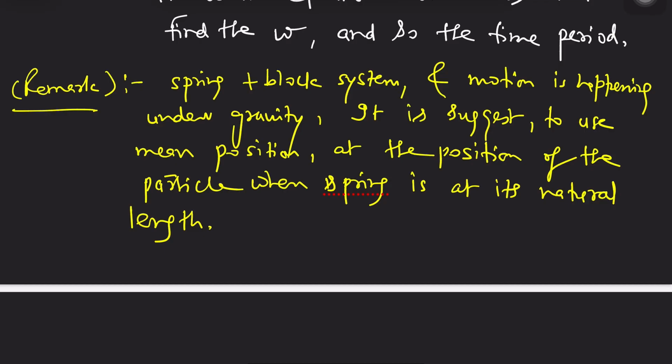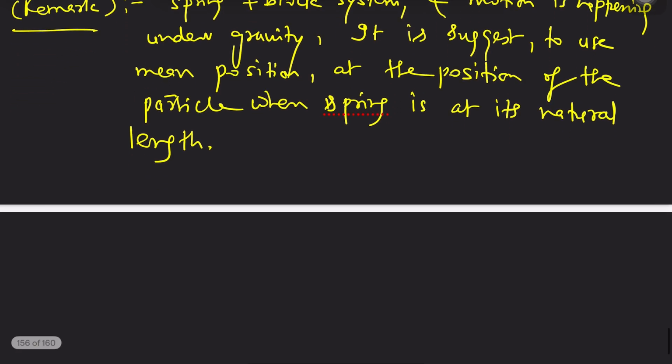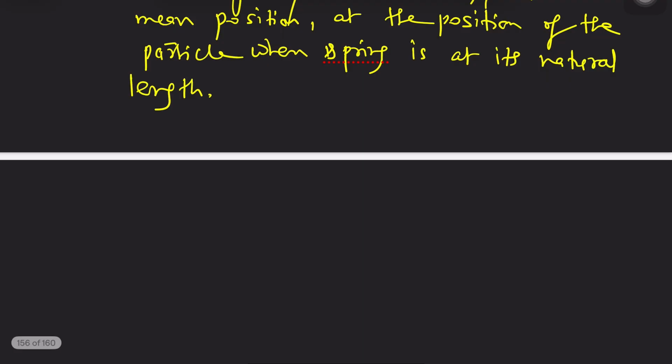I usually take, and I ask my students also, when you see this kind of situation, you always go with the natural length of the spring, and take the position of the particle as your mean position, sorry, your origin, and then start doing the calculation. You will see what I am talking about. I'll take some examples and you will get the clarity. So let's take some examples and try to understand what I am discussing here.